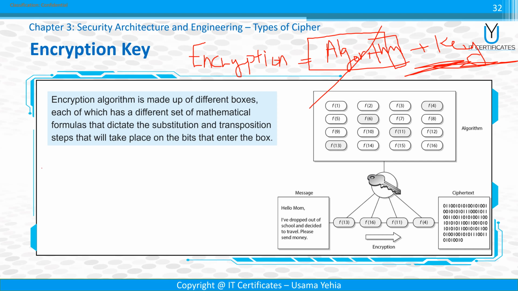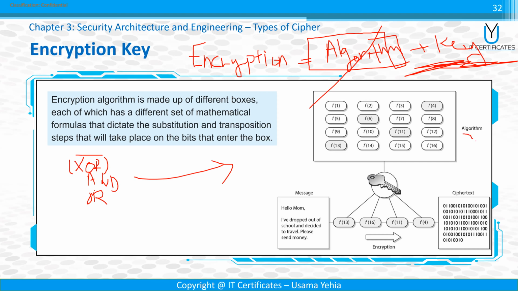Again, we mentioned, what is the algorithm? The algorithm is a group of mathematical formulas that are applied on the clear text to change the data into cipher text. What are these formulas? It can be XOR function, it can be AND function, it can be XOR complement, it can be OR. Whatever, any operation that can be done on the binary.